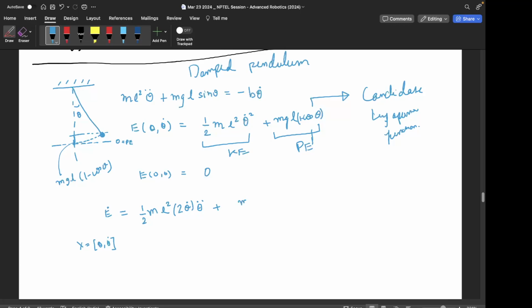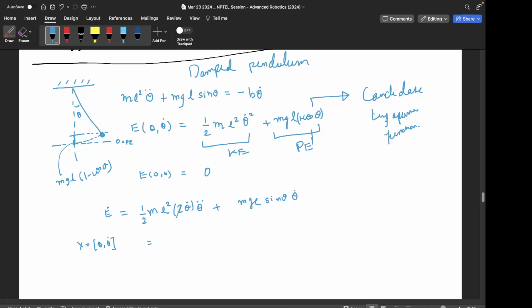Plus mgl and 1 minus cos theta. So minus cos theta is sine theta, right? Sine theta and theta dot. mgl, the 1 is gone, minus cos theta is sine theta and theta dot.